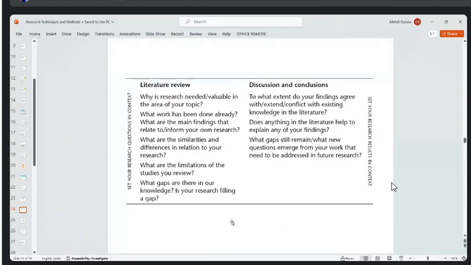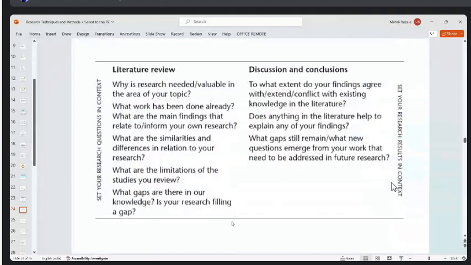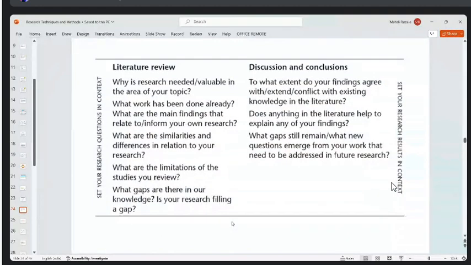Now, if I ask what you would add in a literature review, so what are the questions you should ask to your own research that will create your literature review? This is an important thing when it comes to literature review: how to ask questions to create your literature review.